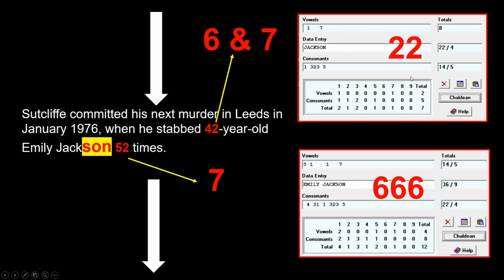Now looking up Jackson in Chaldean, and I did say 22 keeps coming up. The same number as the victims, look at this, 22 in Chaldean. And Emily Jackson in Chaldean is 36 for 3 6s for 666.